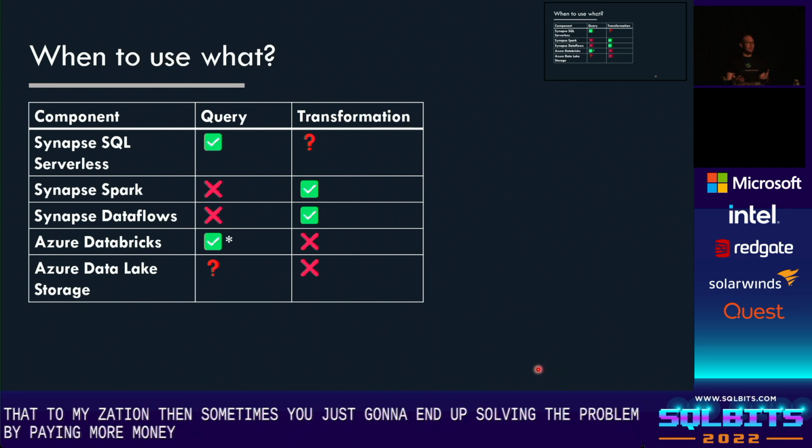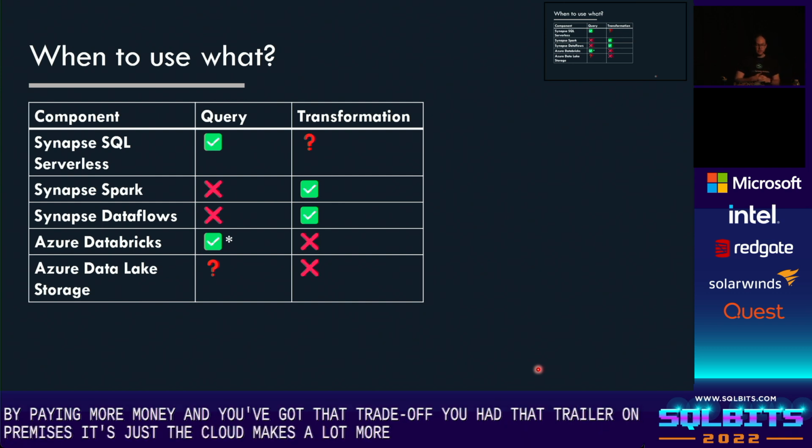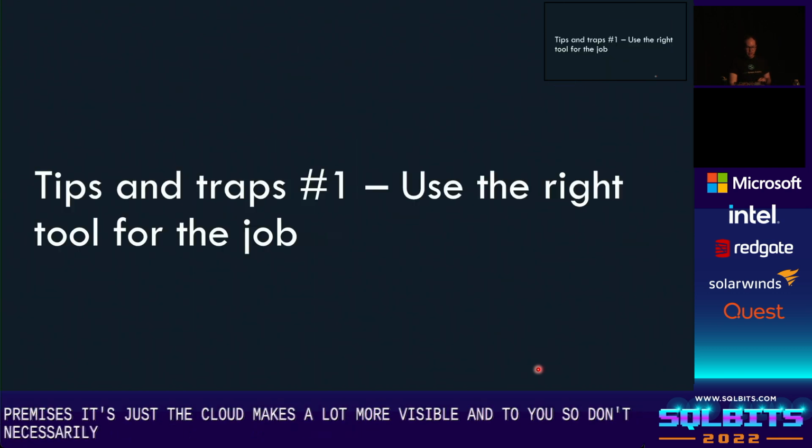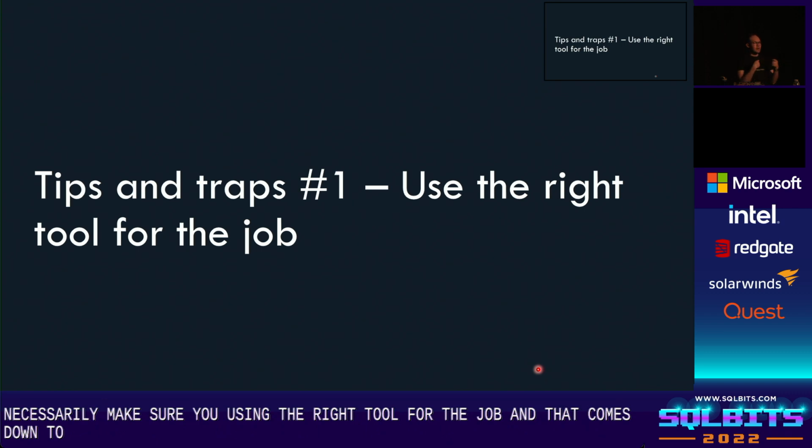You have that trade-off on premises. It's just that the cloud makes it a lot more visible to you. So I don't necessarily think it's different. So make sure you're using the right tool for the job. And part of that comes down to: run POCs with different tools.